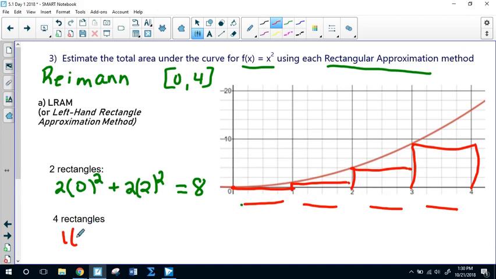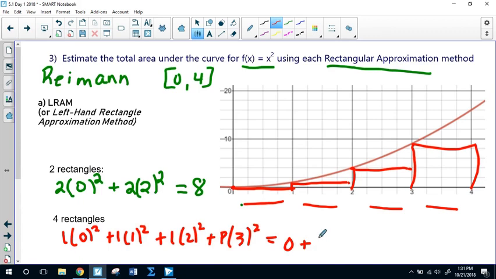So my widths are all 1. And again, you could factor that out front. Height is happening when you substitute 0 in. Width, 1. Height is happening when I substitute 1 in, then 2 in, then 3 in. You should only have, remember, 4 rectangles.